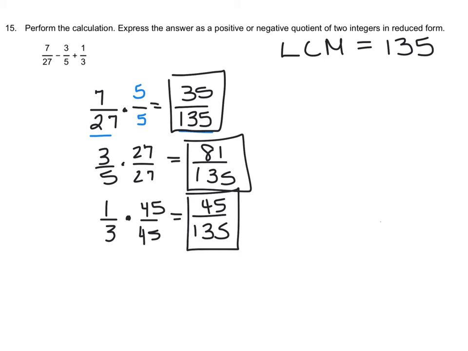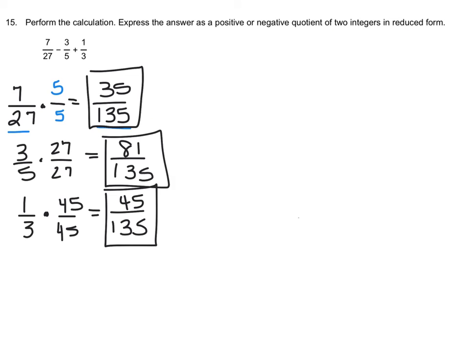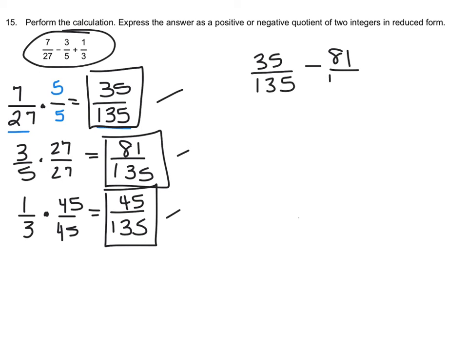Now that I've rewritten all of my fractions so that they have a denominator of 135, I can rewrite my problem. Okay, so I'm going to rewrite this entire problem using my new fractions. So now I have 35 over 135 minus 81 over 135 plus 45 over 135.